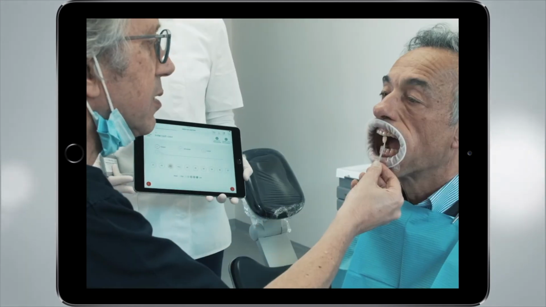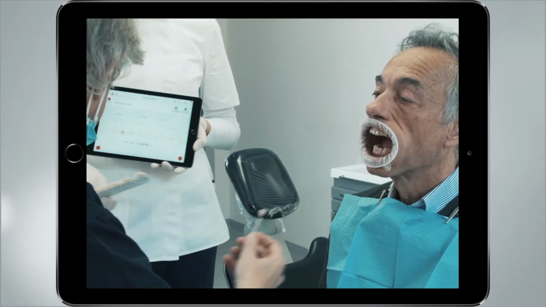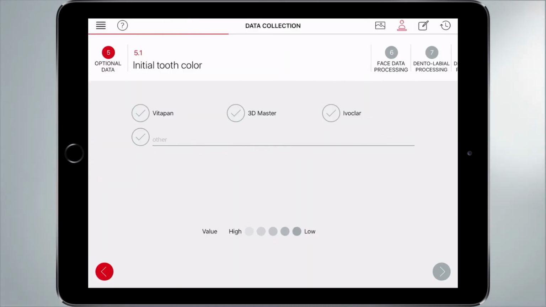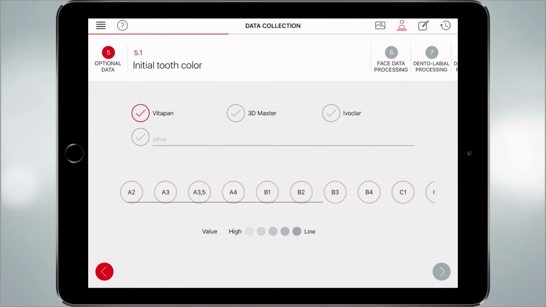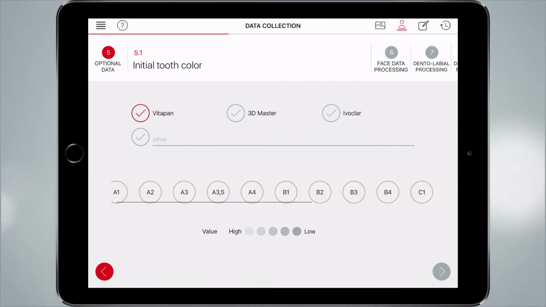So, initial tooth color: in this case, we can use a VITA Classical shade guide from Vita, and the initial color we have checked is B3. The value, high and low, is not selected yet. That's the reason why the gray arrow is still present on the right side at the bottom. So the value is right in the middle.